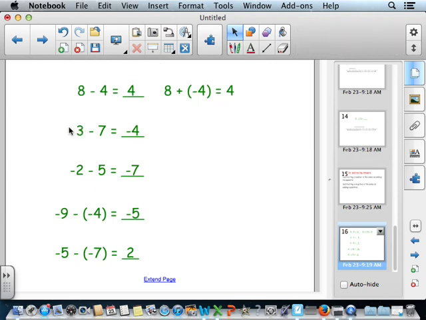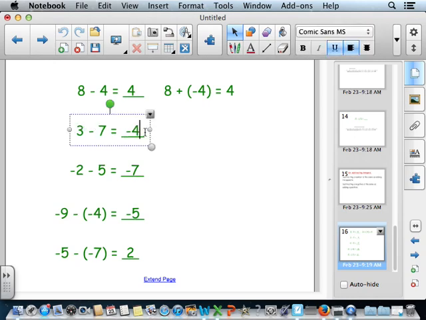Here I have 3 minus 7, and it equals negative 4. We've shown how to solve this using a number line. I would also like to think of my rules: when subtracting a number, I can add its opposite. So if I look at this as adding the opposite of 7, I will have 3 plus negative 7.